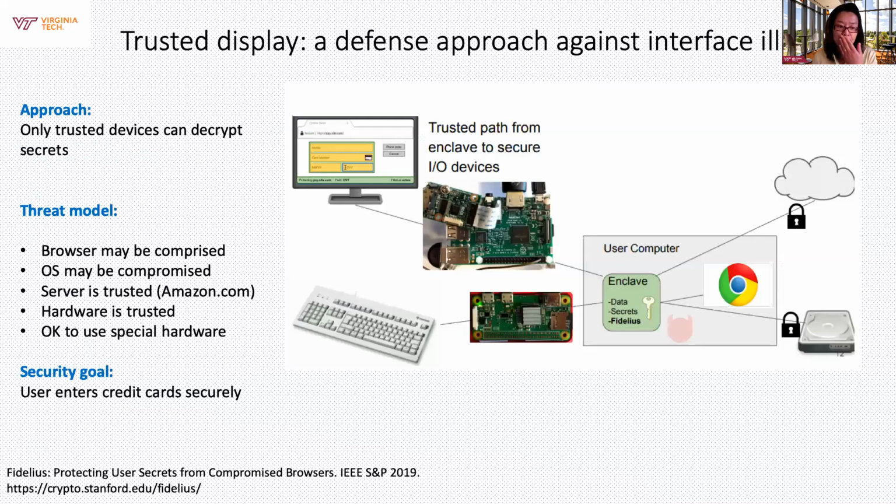So this is a solution, and there are a lot of solutions following this type of flavor. This particular solution comes from a group at Stanford. The trusted devices that are given the key are the keyboard and the monitor. So when the user enters credit card numbers into the keyboard, the credit card numbers are immediately encrypted.